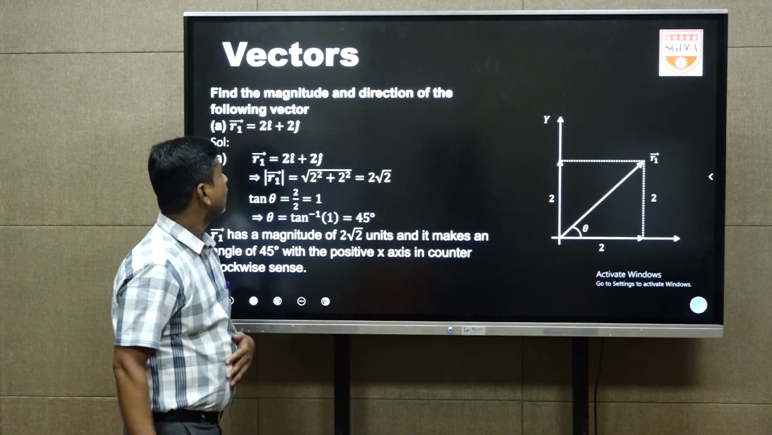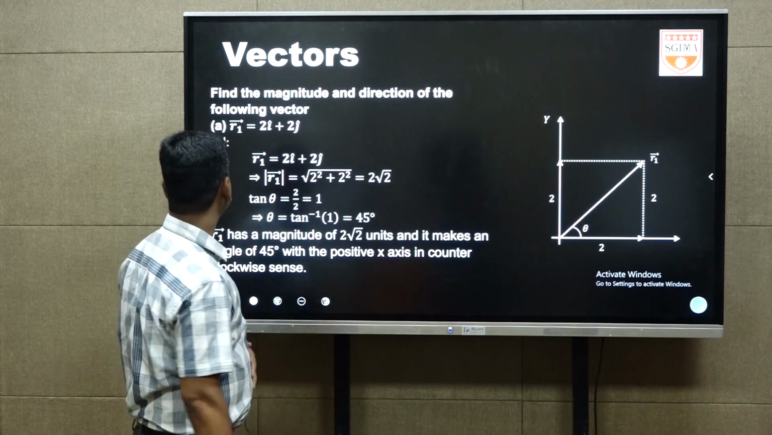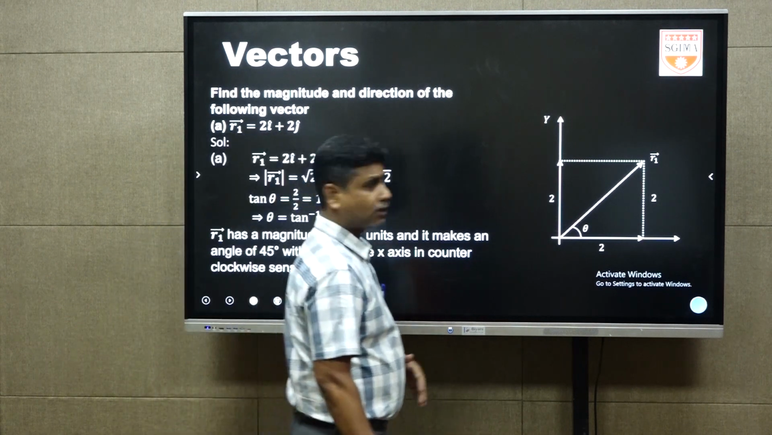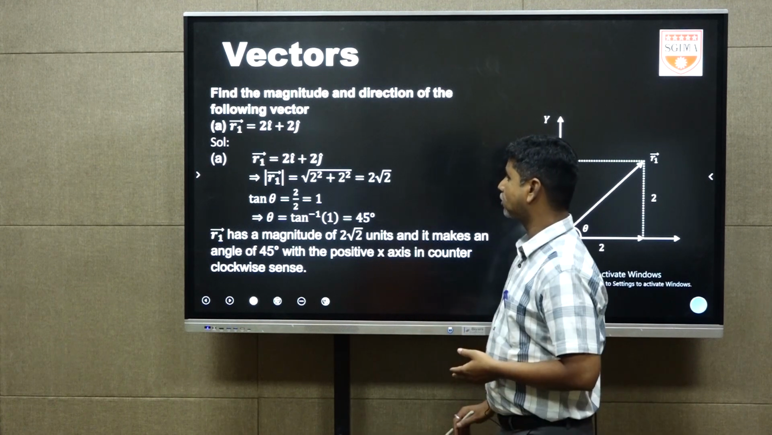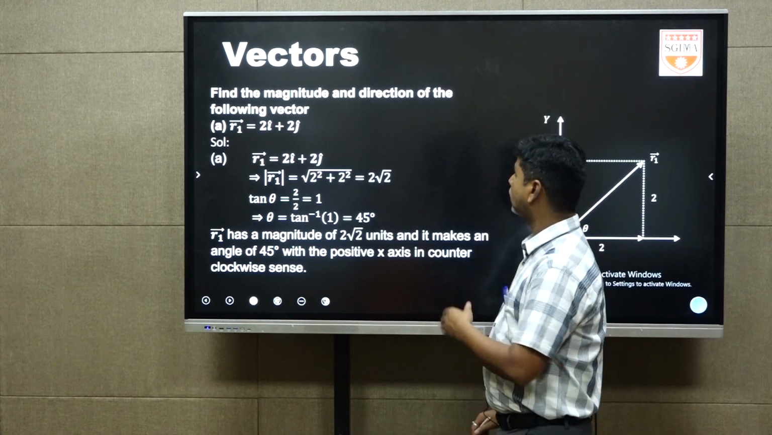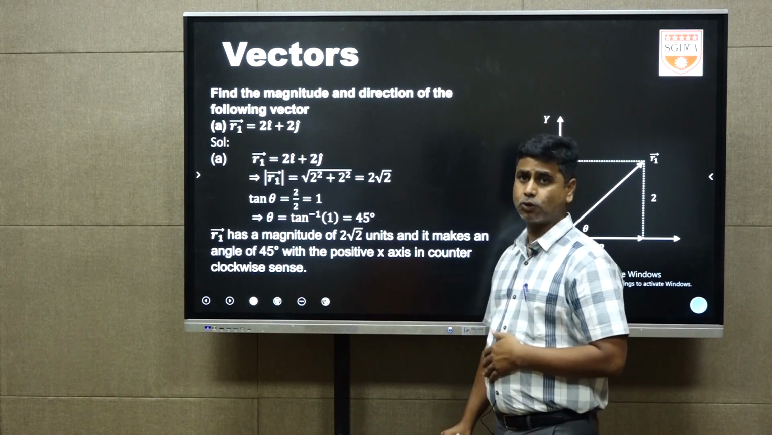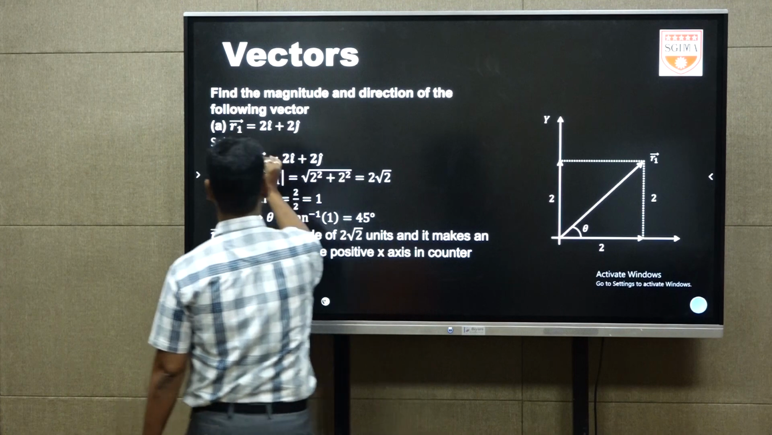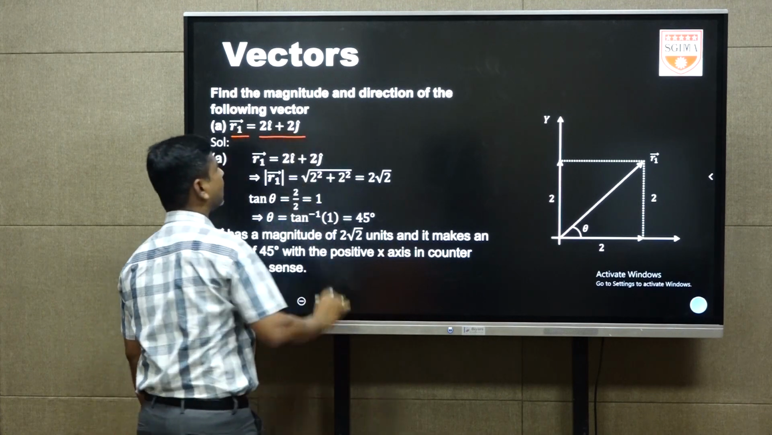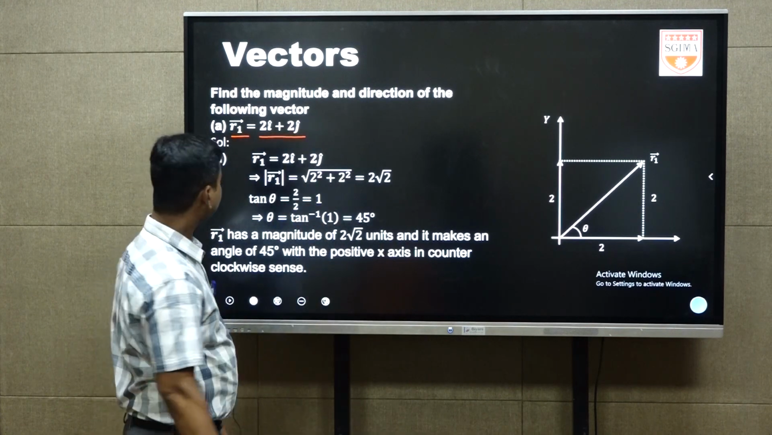The next one is: find the magnitude and direction of the following vectors. Here is an example. One vector is given; the first thing to find is its magnitude and the second is its direction. What is the given vector? r1 bar equal to 2i cap plus 2j cap.